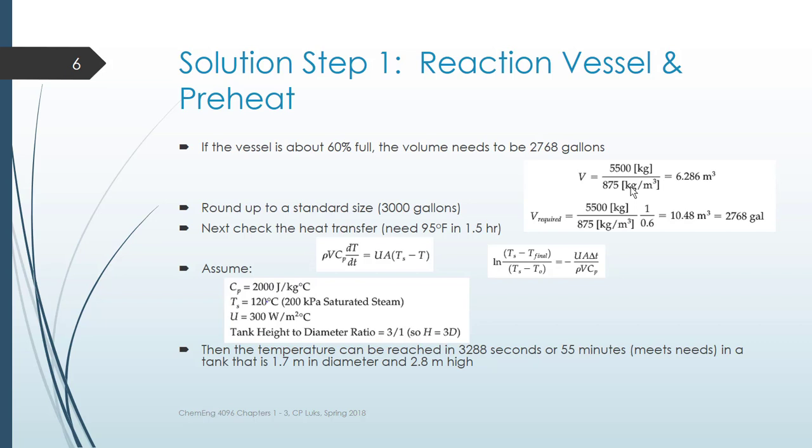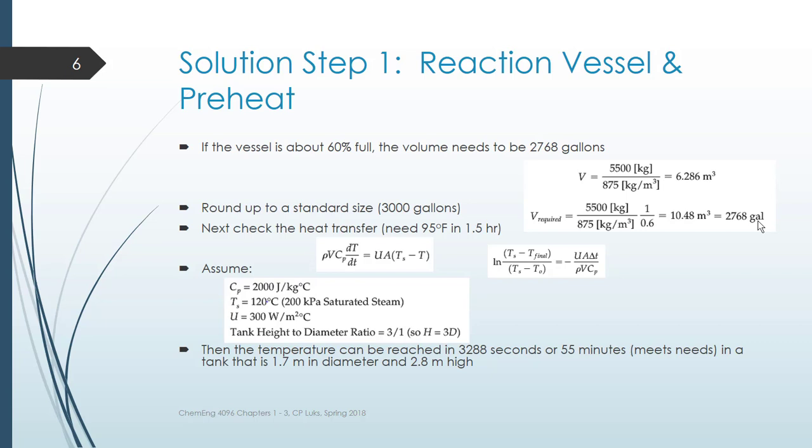Next time maybe you need a little bit more material to process. So it gives you some flexibility in operations, but not too much. You're not oversizing things too much. So if you do that at 60%, they come out with 2,768 gallons. Now that's not normal to have something ordered to exactly be that size. So typically you round up to the nearest standard size.